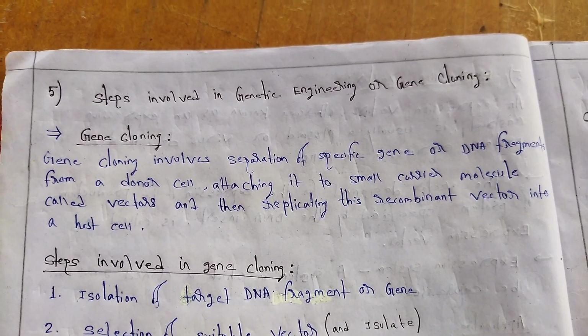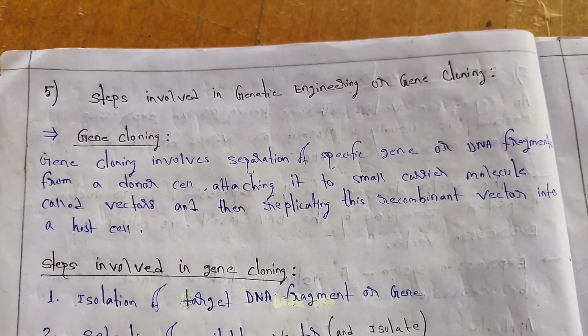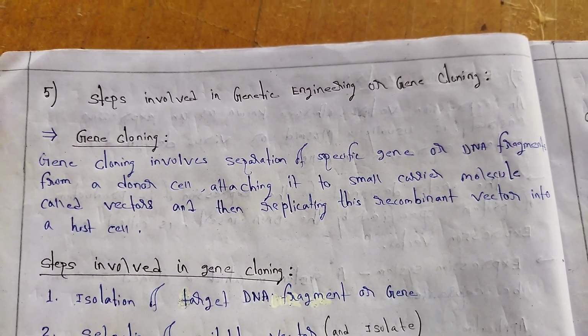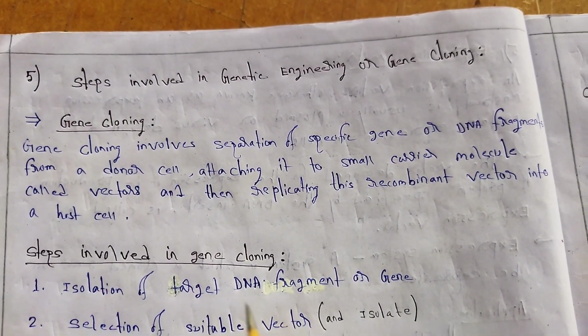Today our topic is the steps involved in genetic engineering. What is genetic engineering? Genetic engineering, we can call it gene cloning. Then we have to know about gene cloning.